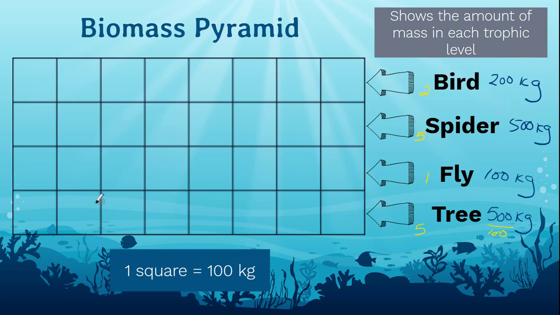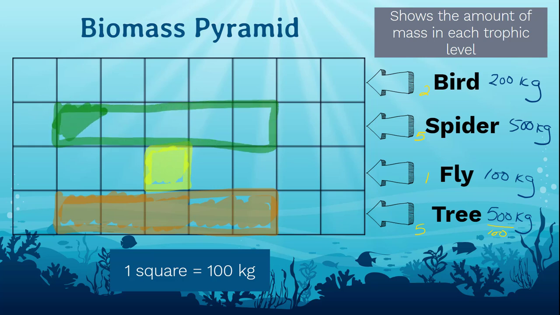So our tree is going to be 5 squares. Stacking right on top of that is our 1 square. Because remember, 1 square is 100 kilograms. So this 1 square for the fly is 100 kilograms. Our spider is going to be another 5 for 500 kilograms. And our bird is going to be 2 for 200 kilograms.